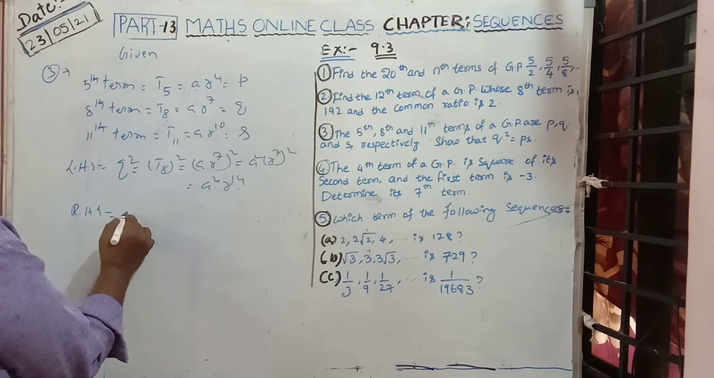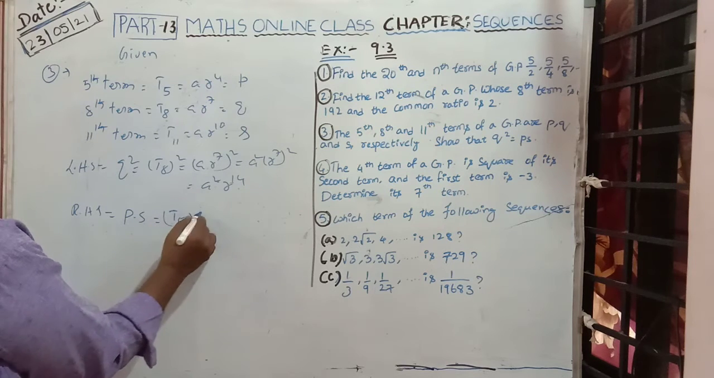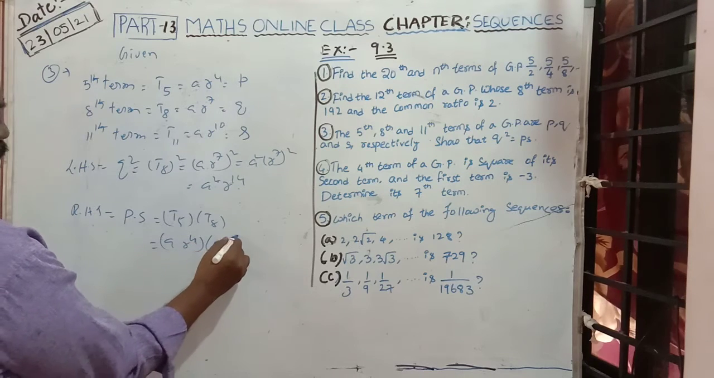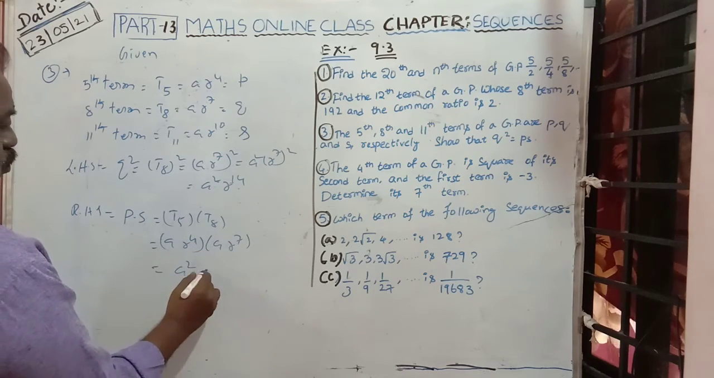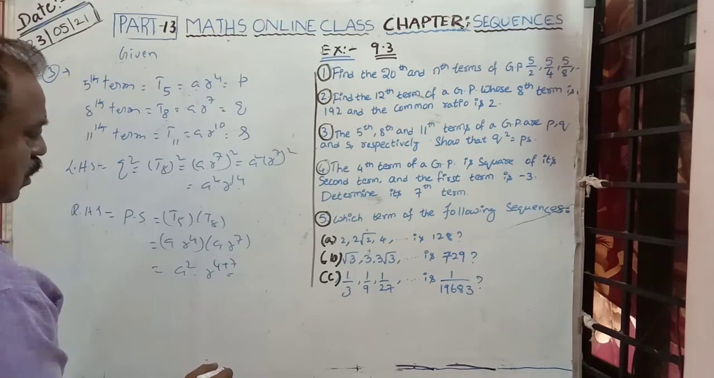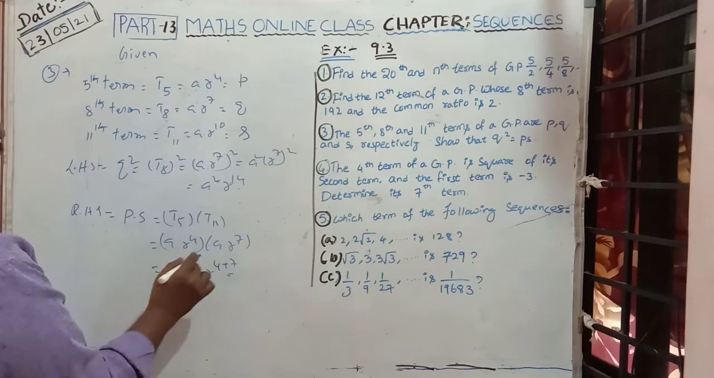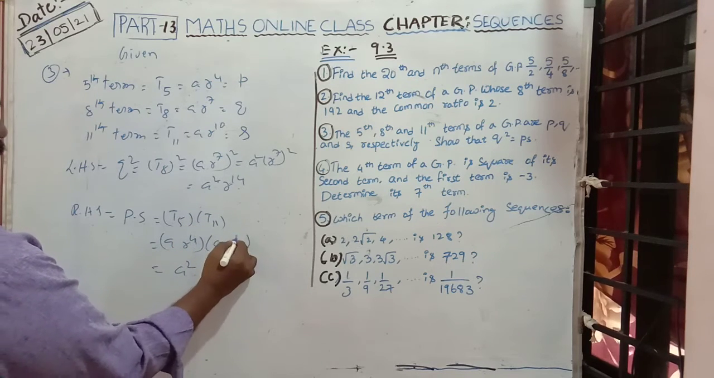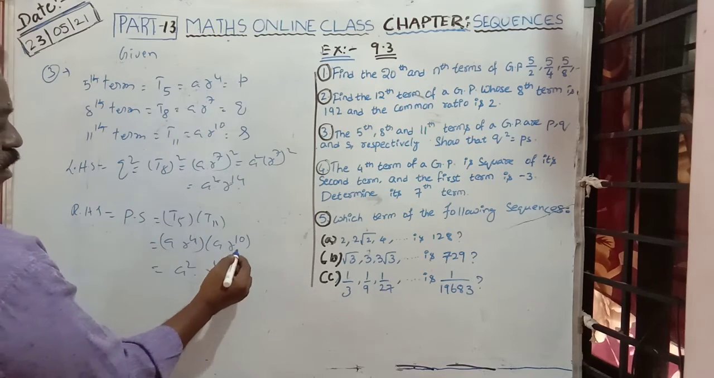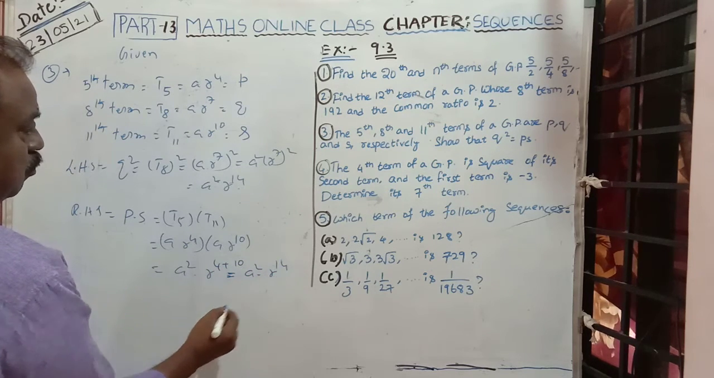RHS. What is RHS? It is P into S. What is P? T5 into T8. That is equal to AR power 4 into AR power 7. A into A square R power 4 plus 7. Is it correct? I'm sorry, S is T11. T11 is R power 10. P is T5, S is T11. So it is 4 plus 11. So A square R power 40.